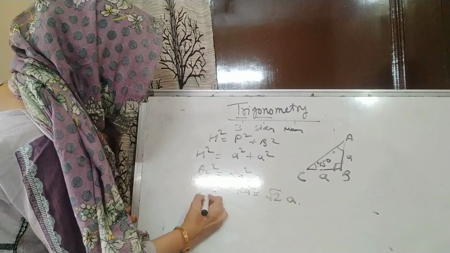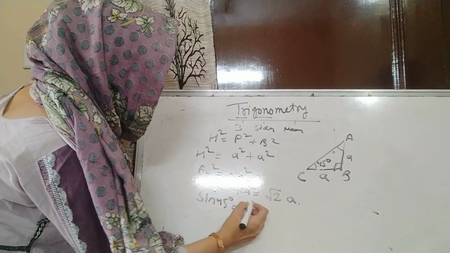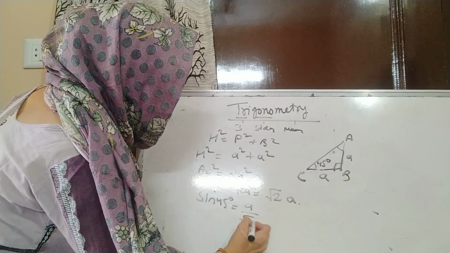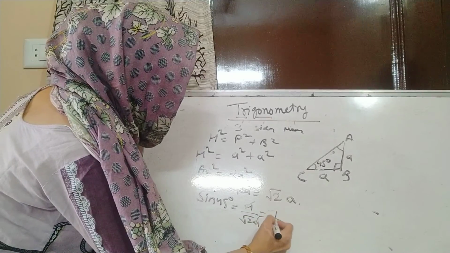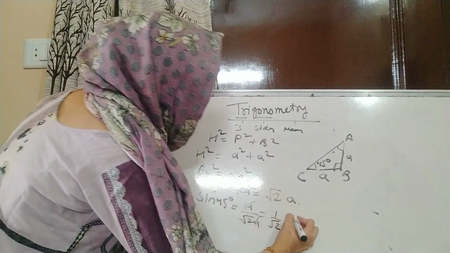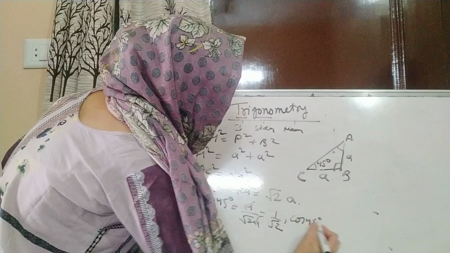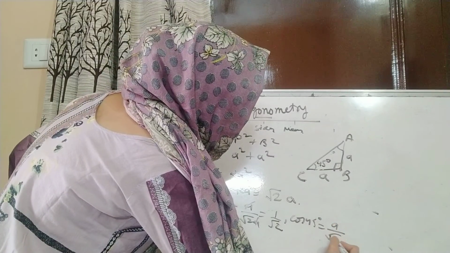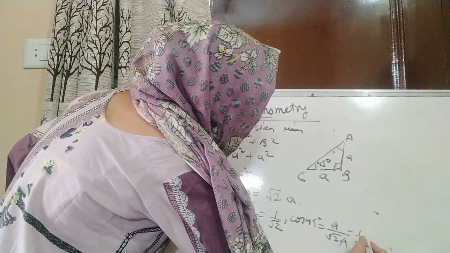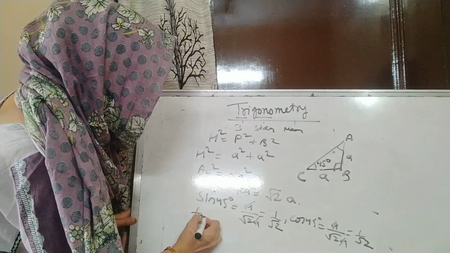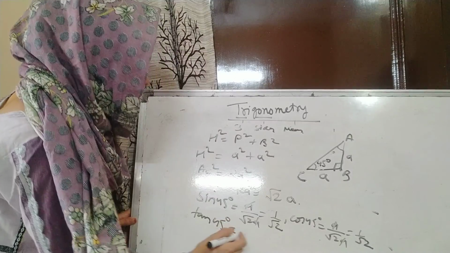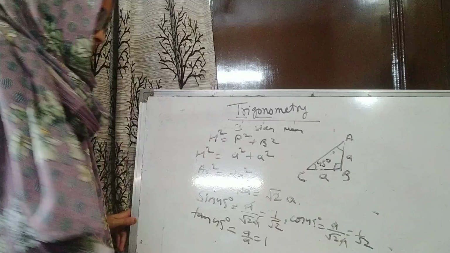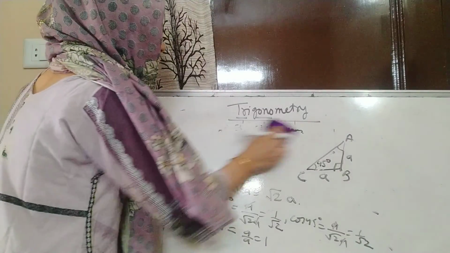Now sine 45 is perpendicular upon hypotenuse. So perpendicular is A and hypotenuse is root 2 A. So it will be 1 upon root 2. And cos 45 can also be calculated as base upon hypotenuse. Base is A and hypotenuse is root 2 A. So it will be 1 upon root 2 also. And tan 45 can be calculated as perpendicular upon base, which is A upon A, that is 1.